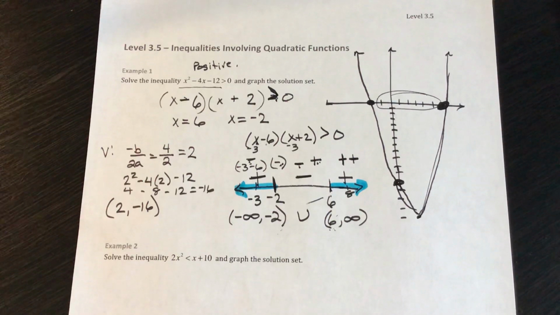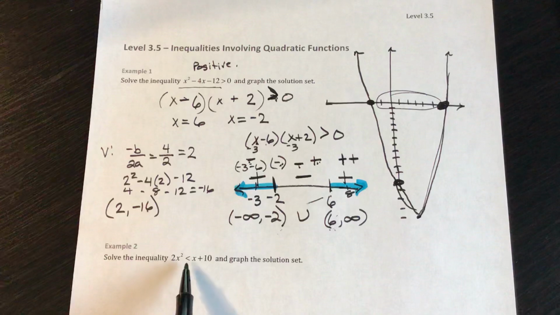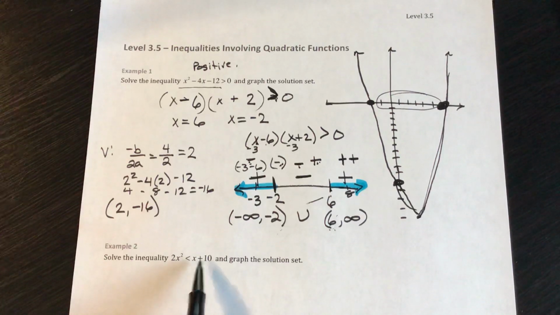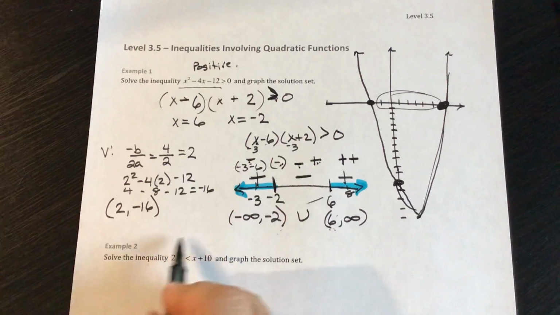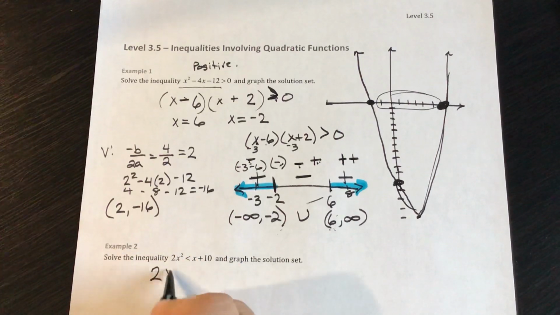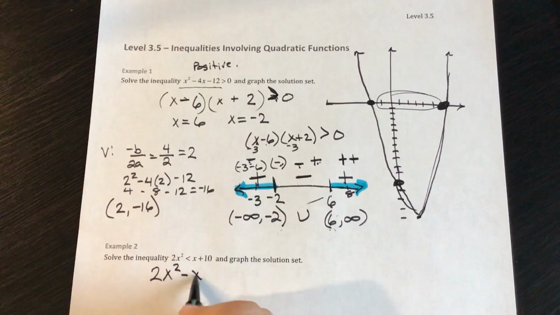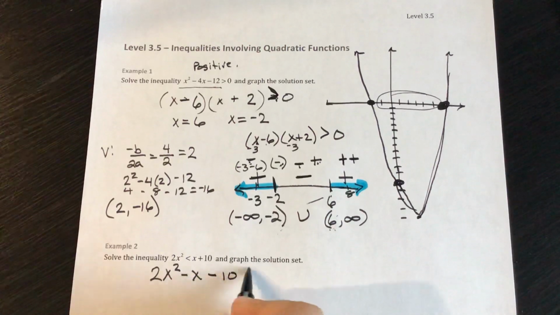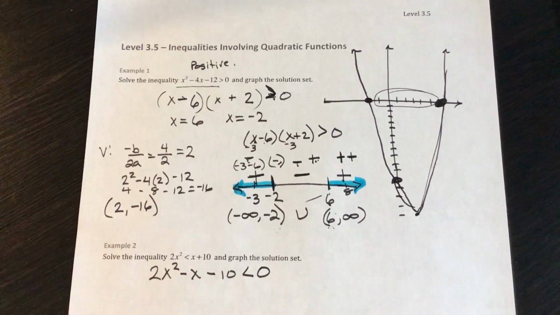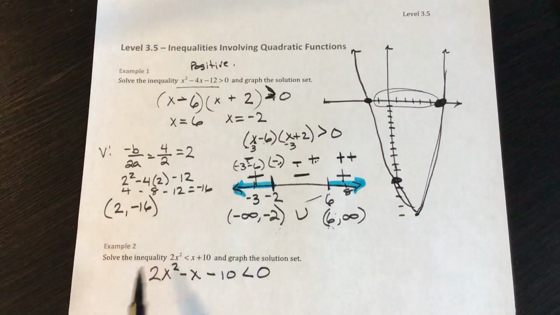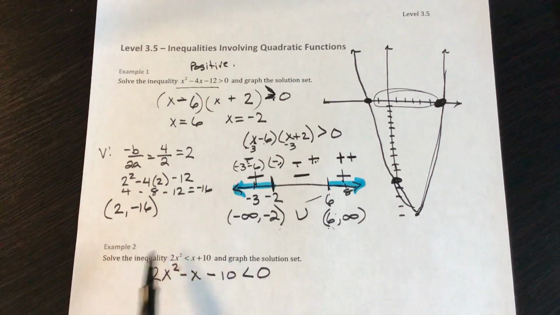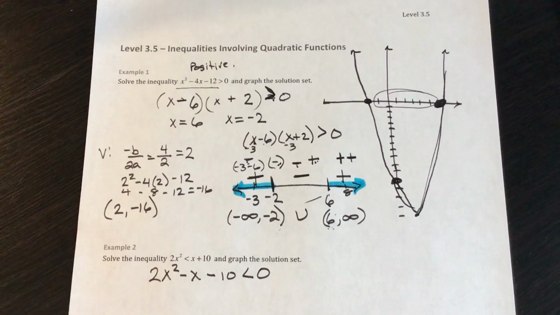So let's do another one. It says to solve the inequality 2x squared is greater or less than x plus 10. So if I were to put this into standard form, 2x squared minus x minus 10 is less than 0. So I want to find out where on the graph is this quadratic function less than 0.